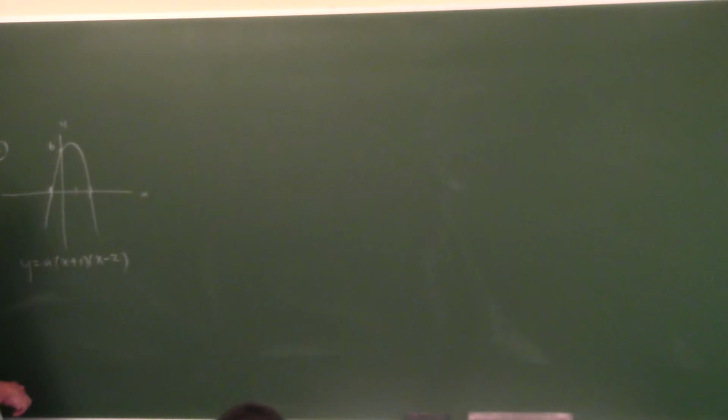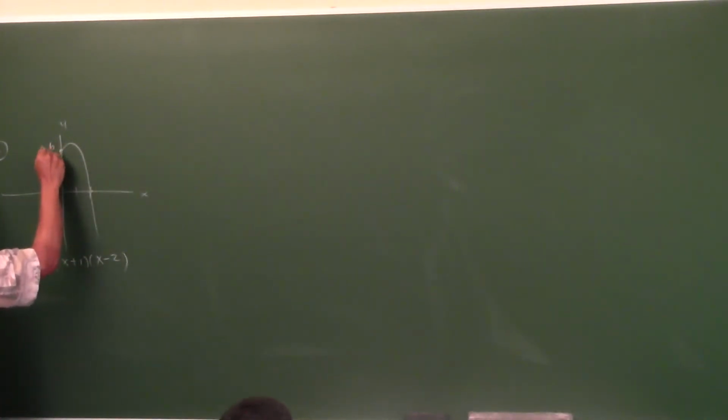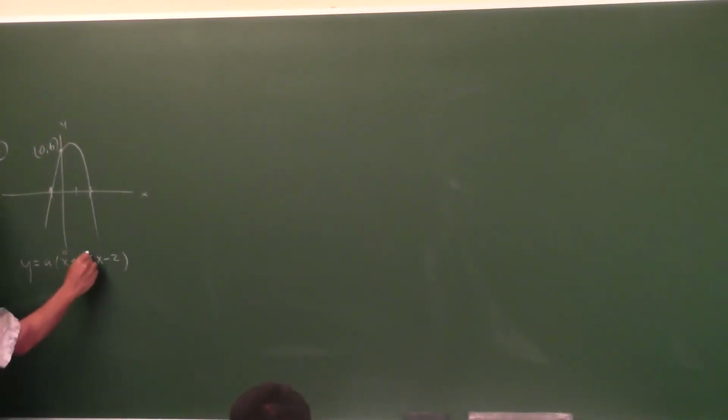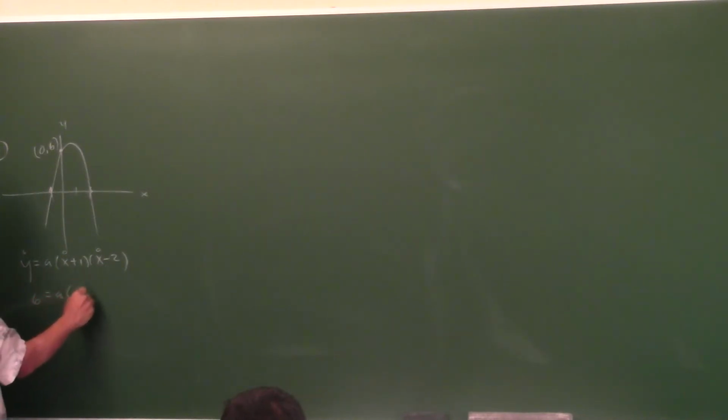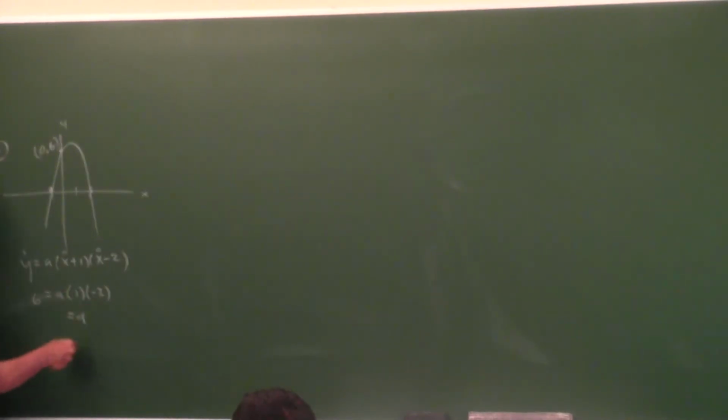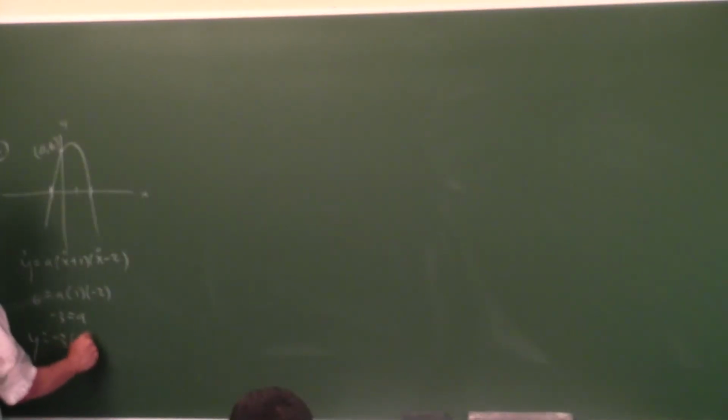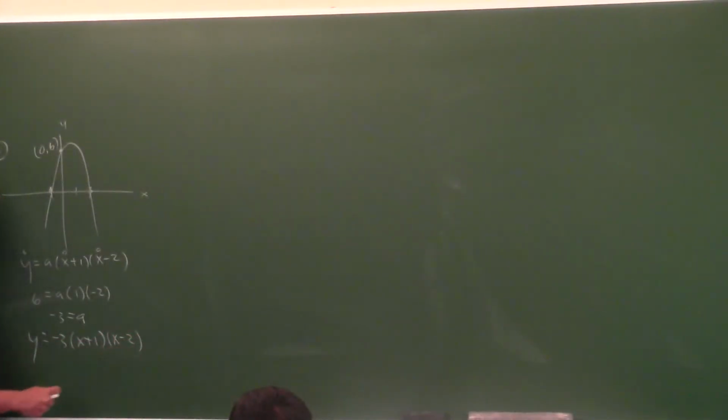Just like the other example we did. Plug in a point that you know right here: (0, 6). If I plug in 0 for x and 6 for y, can I figure out what a is? You bet you can. So what is that? 1 times -2, so a is... oh man, these are single digit numbers, people. Therefore the equation of this parabola is y = -3(x + 1)(x - 2). See, it all depends what information is given.